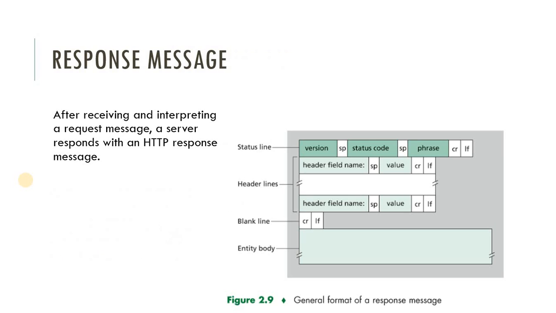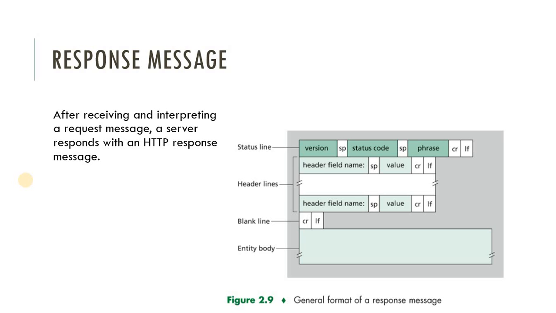Now the second one is the response message. After receiving and interpreting a request message, a server responds with an HTTP response message to the client. When the server receives the request message, it takes some action on that request. Some of the actions are that it maps the request to a file under its document directory and returns the file to the browser.